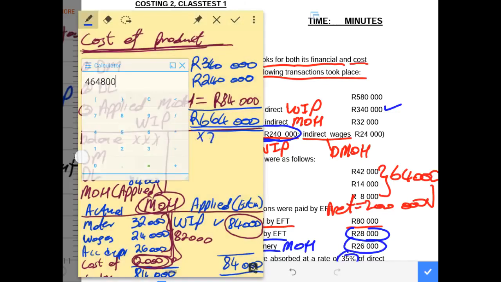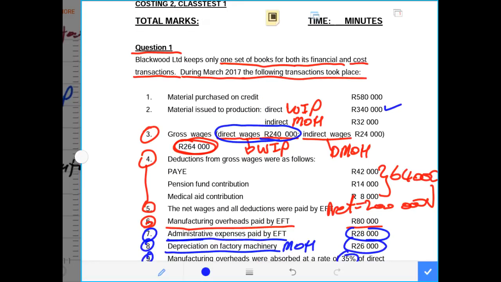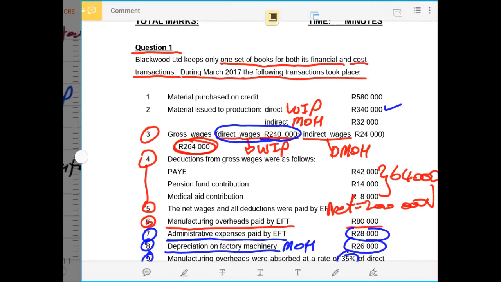Then after, we have to multiply this by 70% because they say only 70% of that was completed. If we multiply this by 70%, this will give us an amount of 464,800, which is the cost of goods that were finished or were completed during the year, which is 70% of what went into the production process. So now in this case, we record that as the cost of goods that were completed.